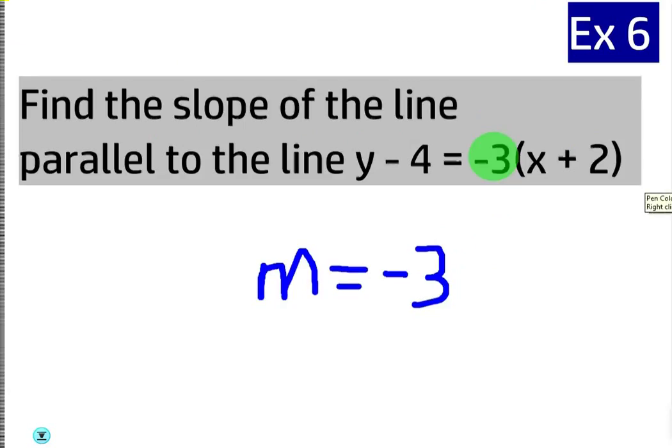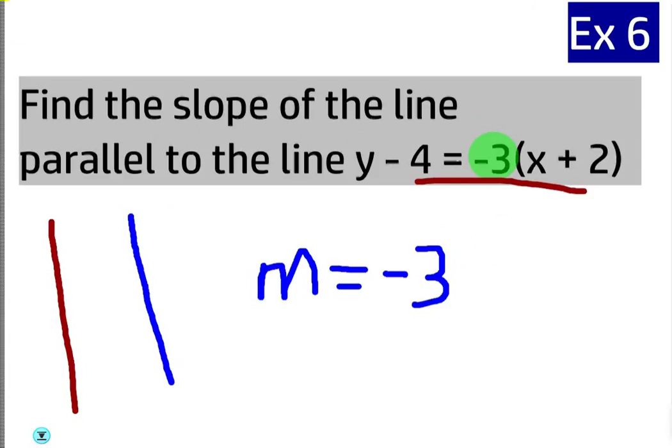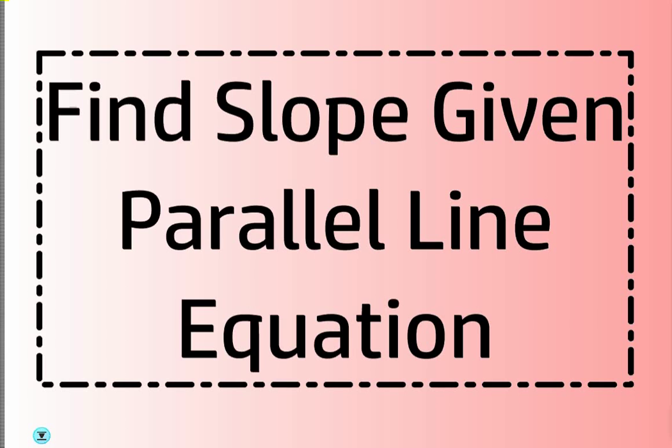Again, if we compare the two lines, let's say this is our original line, it's going to be kind of steep like this, and since our line is parallel to that, it's going to also have the same steepness, and that's why they have the same slope, and that gives you a slope of negative 3. Next, we'll look at perpendicular lines. If you have any other questions about this lesson, let me know.